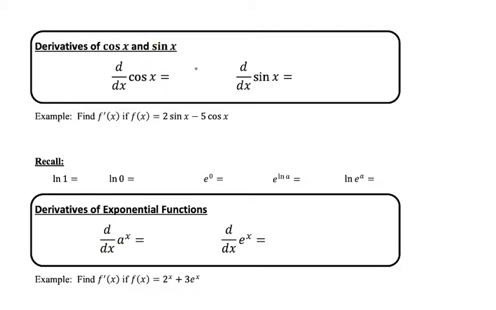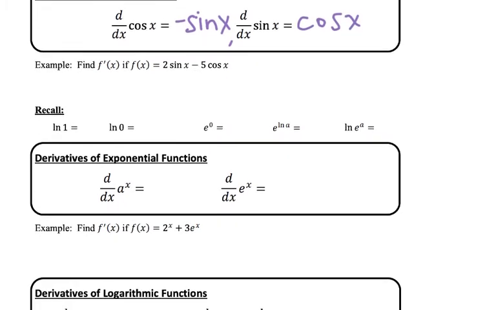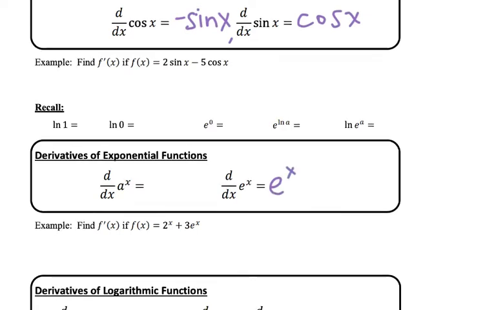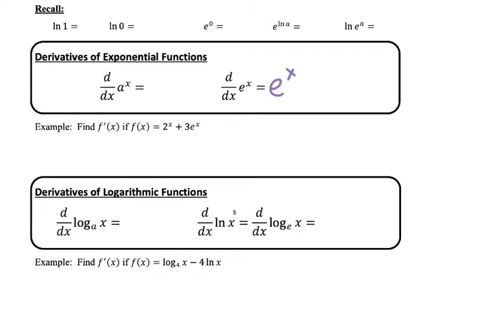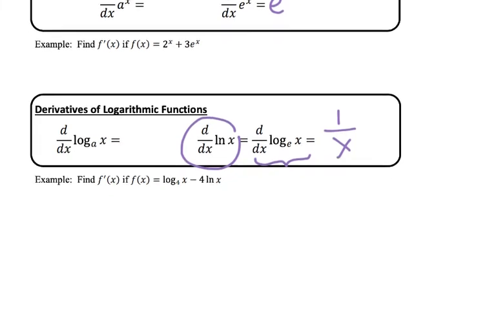The derivative of cosine is negative sine of x. The derivative of sine is cosine of x. The derivative of e to the x is e to the x. The derivative of the natural log of x is 1 over x. This is another way to write it to show that it's a logarithm with base e, but the derivative is the same. It's 1 over x.